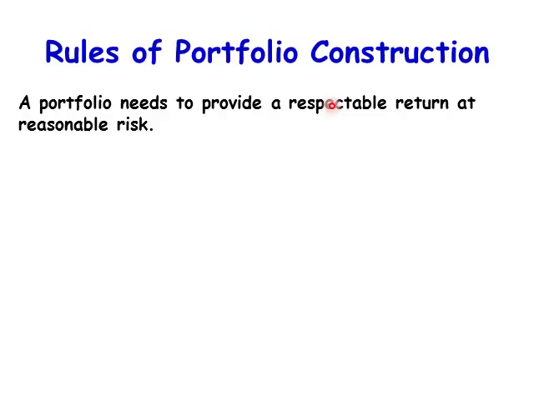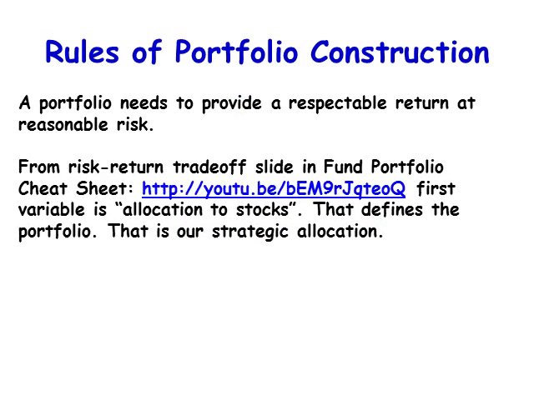A portfolio needs to provide a respectable return at a reasonable risk. We build a portfolio with a risk we are comfortable with, and we are trying to get a respectable return from that portfolio. Okay. So for the risk-return trade-offs slide, there is one slide in the fund portfolio cheat sheet video at this location on YouTube. The first variable was allocation to stocks, and allocation to bonds was 100 minus allocation to stocks. Okay, that defines the portfolio. That is our strategic allocation. So our portfolio is governed by our strategy of so much allocation to bonds.